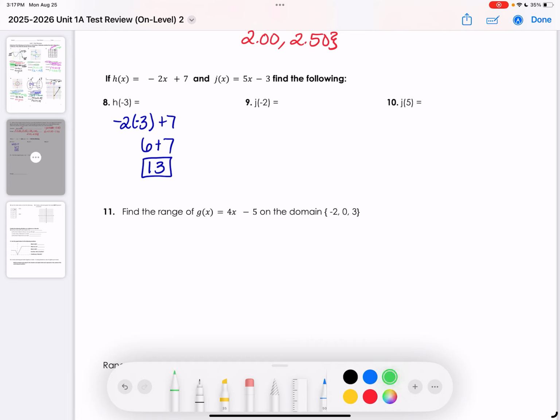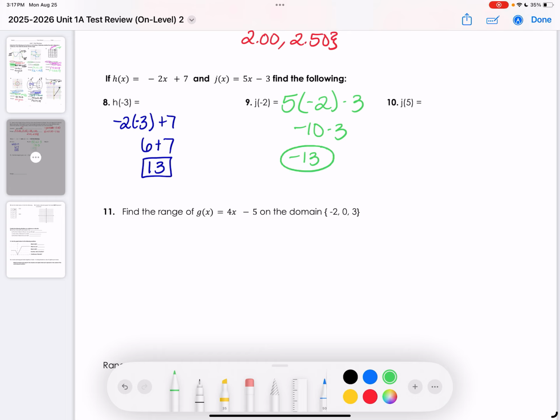Okay, so we can see right here, the parentheses is here, so I'm going to replace the x value here. Basically what this means is x equals negative 2, and I'm going to put it into this j of x function. Okay, so I'm just going to rewrite the function, and instead of writing x, I'm going to write my x value, which is negative 2. And then once I solve it out, I get negative 13.